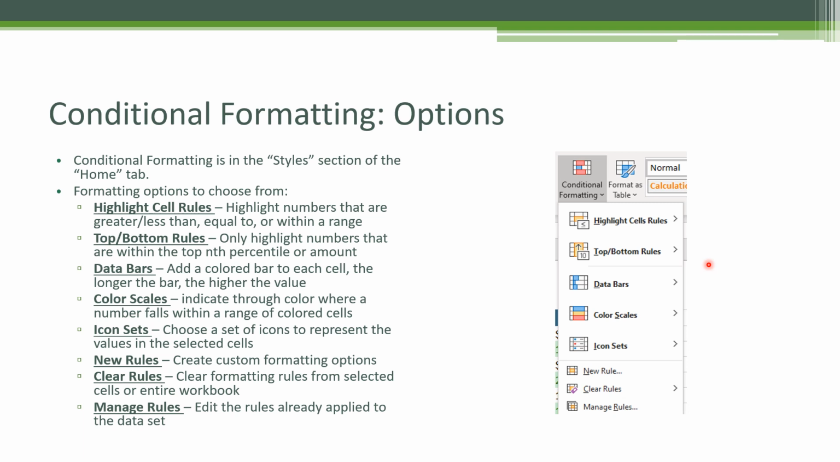You get to mix and match some things and choose different colors, or change the rules, the conditions that you're wanting the data to meet in order to have a cell be colored. In manage rules, you'll be able to do the same thing where you'll edit rules that are already applied to the data set, so you can change those in the way that you could new rules. And for clear rules, you can clear the formatting from selected cells or the entire workbook.